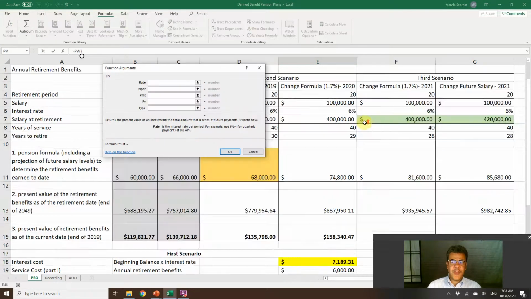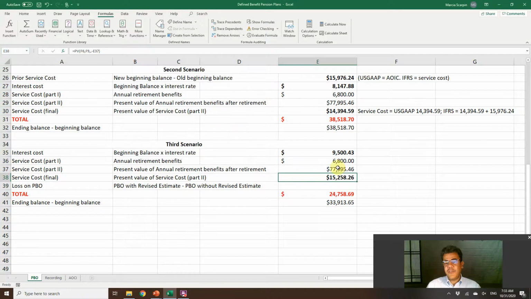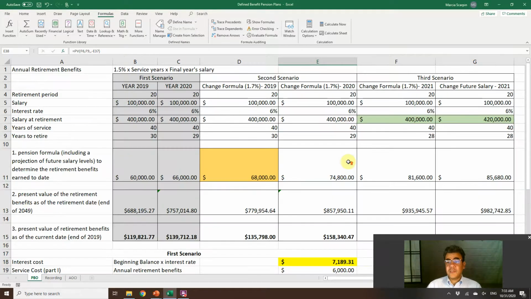The present value of this 776. Number of periods, 28. PMT nothing, FV 77. I have here the 15,260 and 58. So how do we do the loss now?